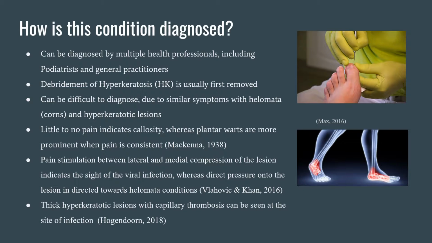Upon observation, Verruca Pedis infections appear to have thick hyperkeratotic lesions with capillary thrombosis that can be seen at the site of the infection. This indicates that the virus has harbored the specific area on the skin.